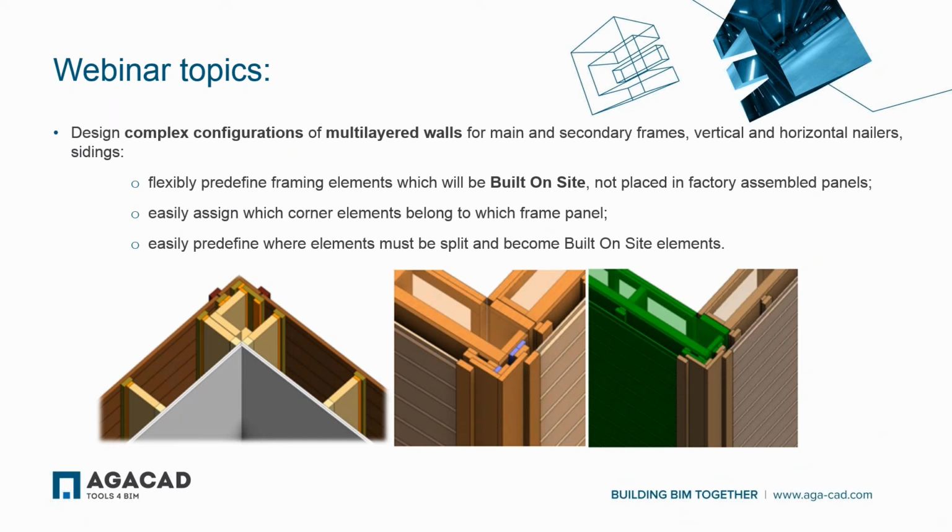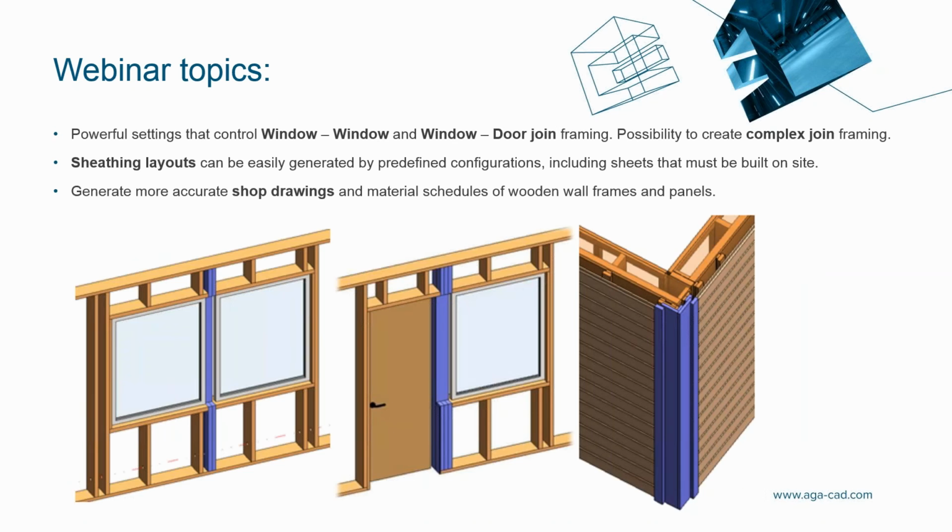The main topic is that we will try to frame and design complex configurations for multi-layered walls. So it will include secondary frames, vertical and horizontal nailers, and the sidings. We will learn how to make framing elements and then assign them to be built on site. So it means that it will not be made in the factory, it will just be created and brought into the building site. Then we will work more with the corners and assign which elements the framing elements in the corners belong to, and then how to easily predefine the splits and connection with building site elements.